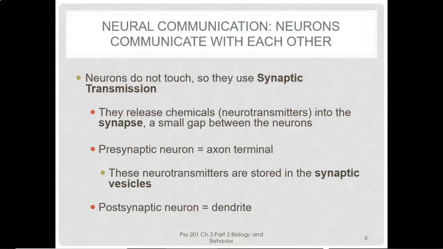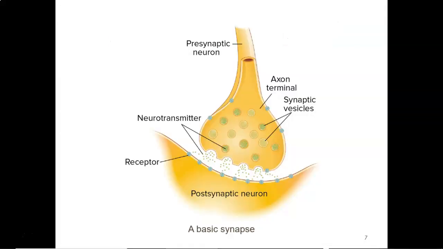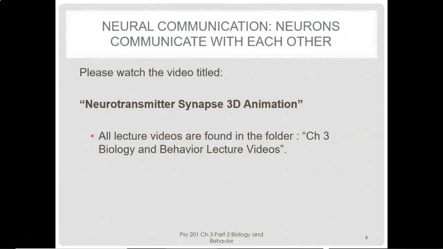I want to look at the structures of the neuron in the synapse in more detail now. Let me check my next slide. We're going to look at these individual structures and how this process of chemical transmission works. Now I would like you to watch the very short video of neurotransmitter synapse 3D animation. You'll find that in Chapter 3, Biology and Behavior Lecture Videos.